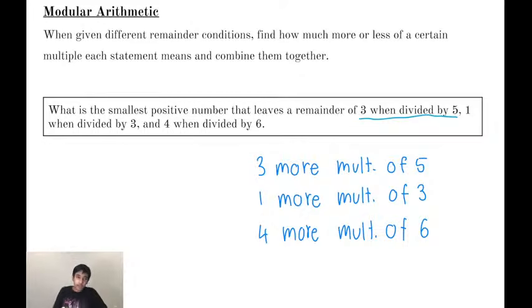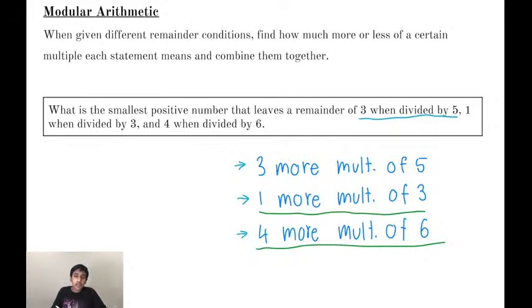And as I discussed in one of the previous classes I taught, what we do is we look at the difference between the multiples. So this condition means that the number is 2 less than a multiple of 5. This condition means the number is 2 less than a multiple of 3. And this condition means the number is 2 less than a multiple of 6. But we see that if a number is 2 less than a multiple of 6, it's also 2 less than a multiple of 3.